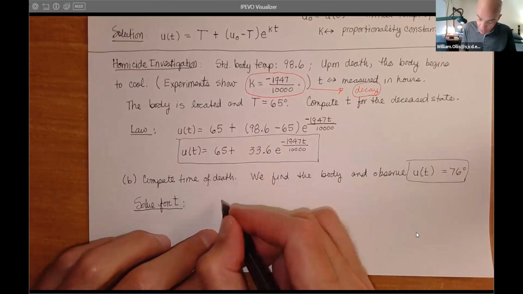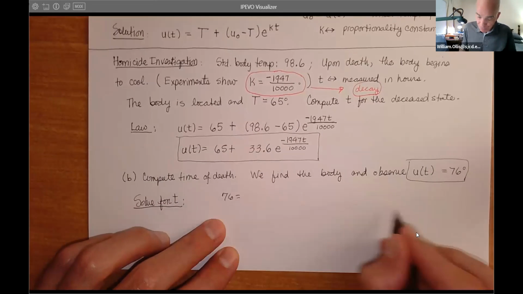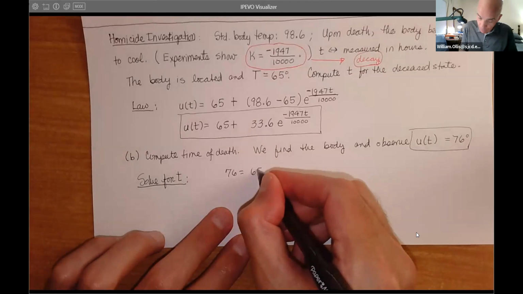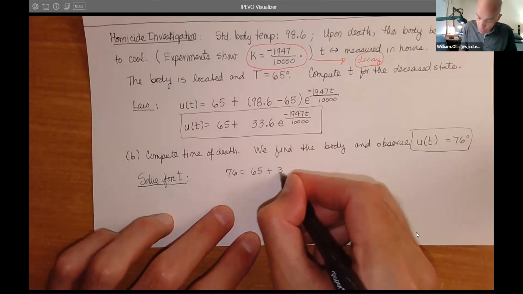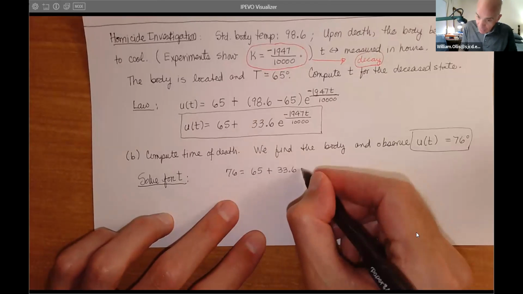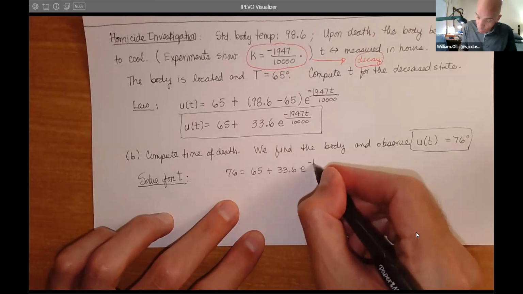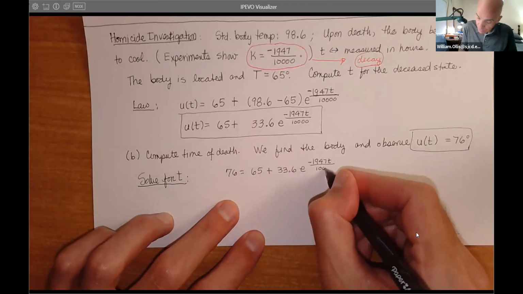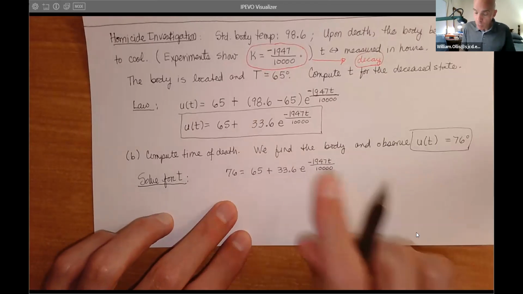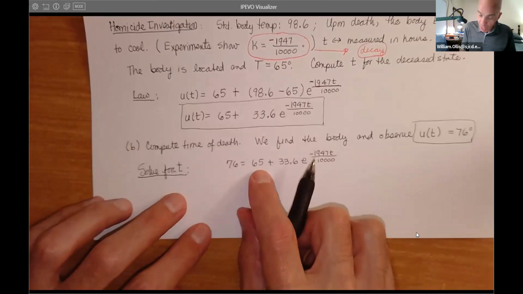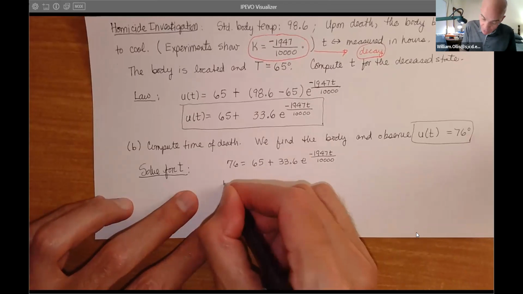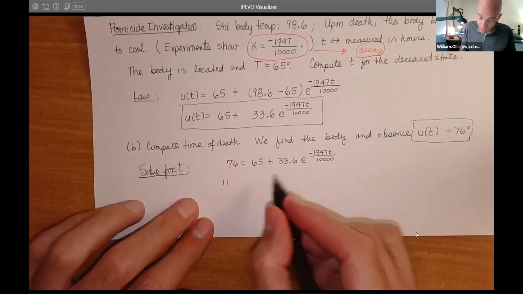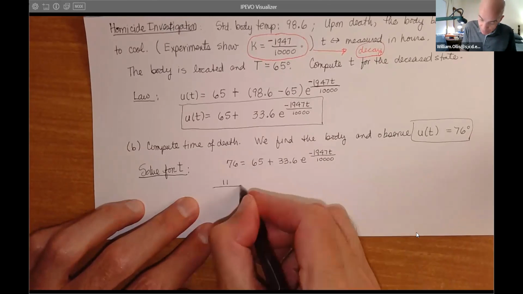So now we have 76 equals 65 plus 33.6 e to the negative 1947t over 10,000. And so now we want to solve for t, so let's go ahead and subtract. That'll just be a 1 and a 1, so we get an 11 here. And then we can go ahead and divide by 33.6. So subtract and divide.